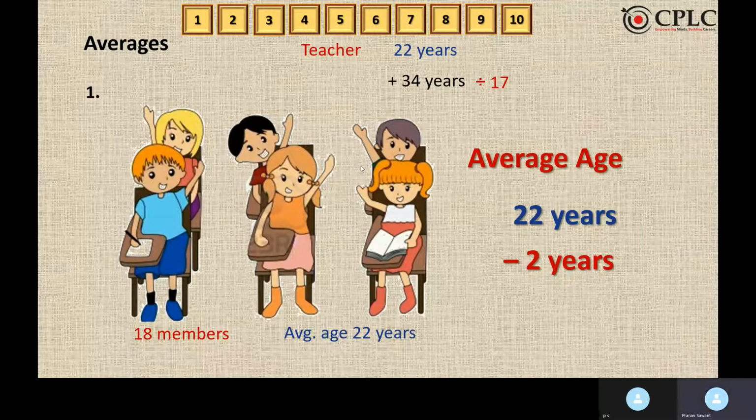The original average was 22. We'll have to subtract 2 years from 22. That is going to give us 20 years as the new average. Hence, the average excluding the teacher is 20 years.